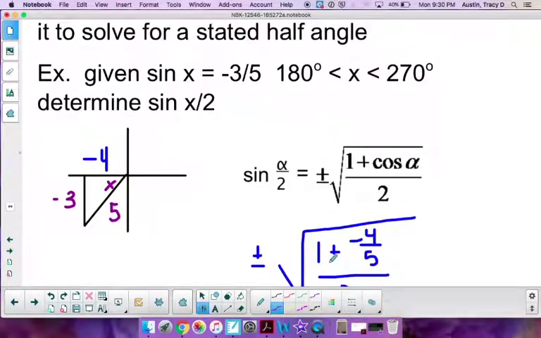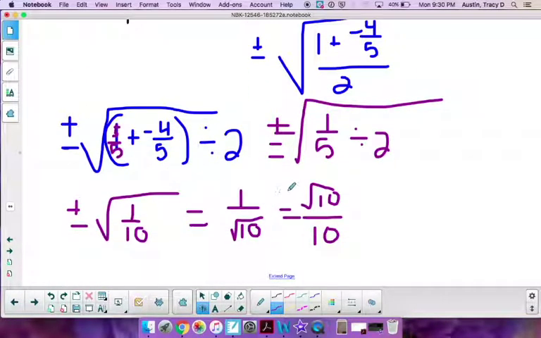Okay, so where is the angle that we used to find the half angle? It's in quadrant 3. Well, in quadrant 3, cosine is negative, so my answer has to be negative. Okay, that's how we pretty much determine the sign for half angles. It goes by the angle that you actually plug into the formula.